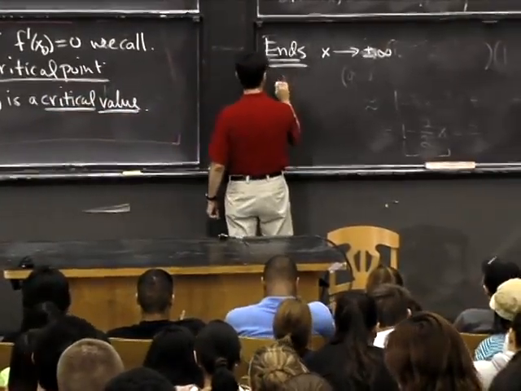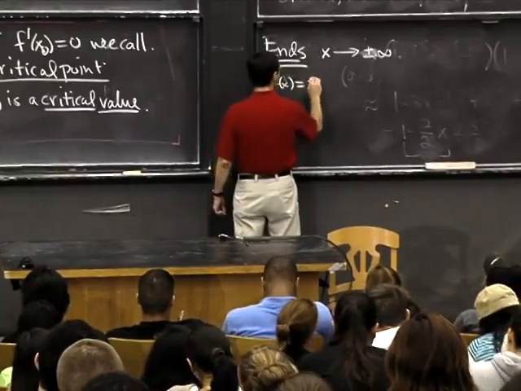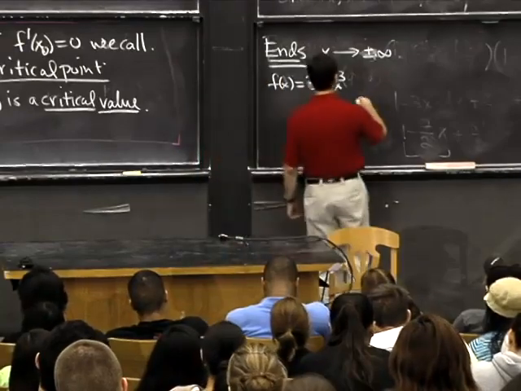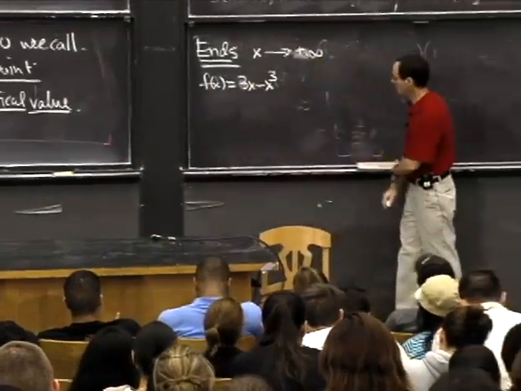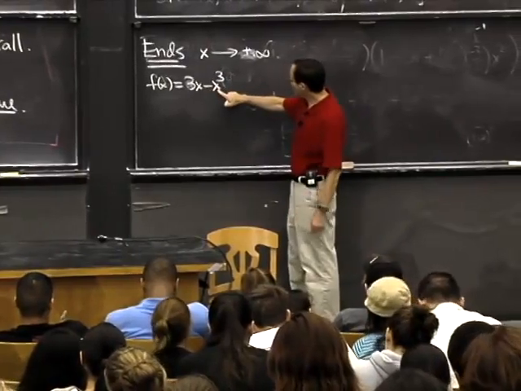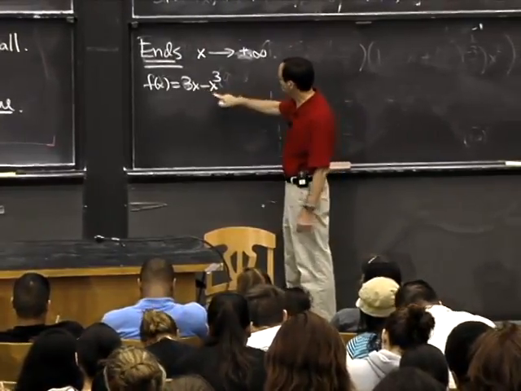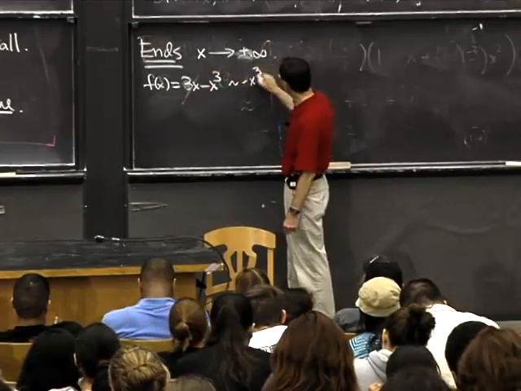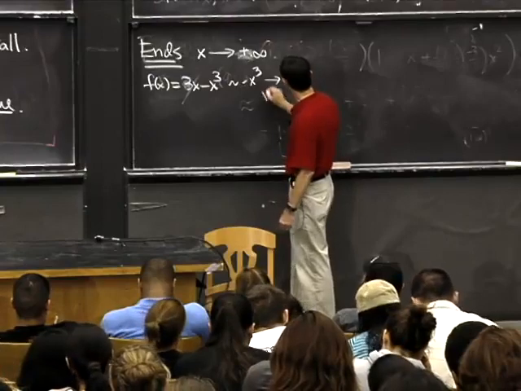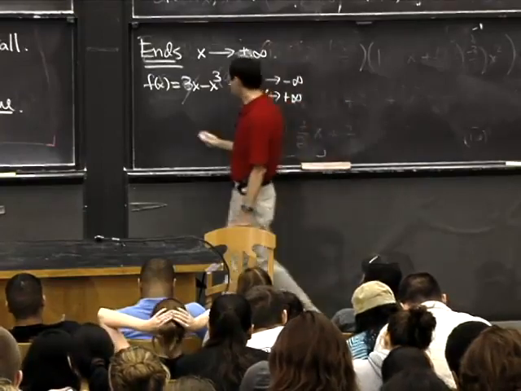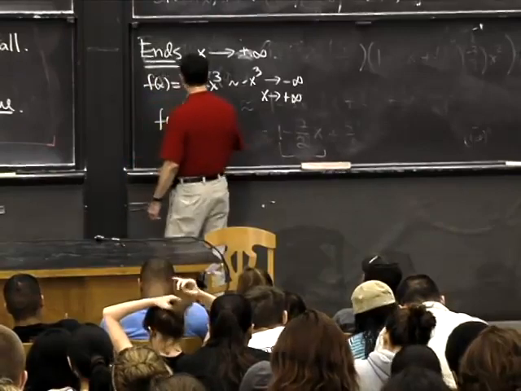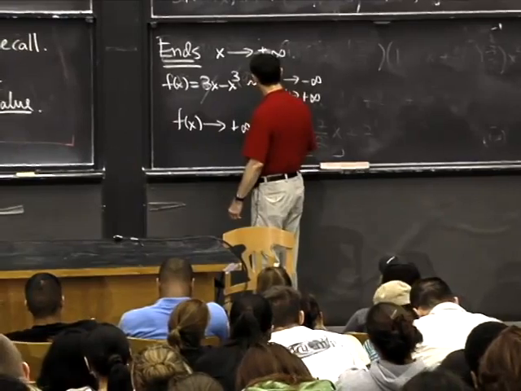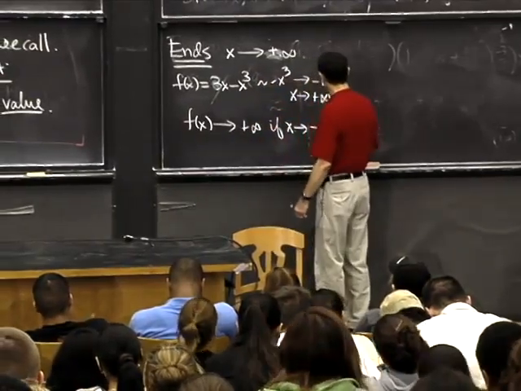So here, let's just take a look. We have the function f of x, which is 3x minus x cubed. Again, this is a pre-calculus sort of thing. And we're imagining now, let's just do x goes to plus infinity. So what happens here? When x is gigantic, this term is completely negligible, right? And it just behaves like minus x cubed, which goes to minus infinity as x goes to plus infinity. And similarly, f of x goes to plus infinity if x goes to minus infinity.